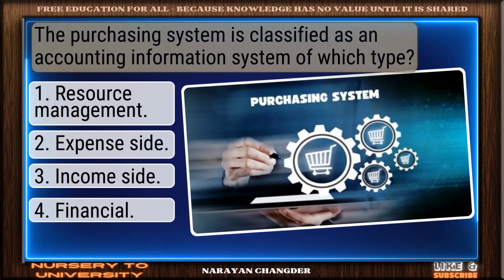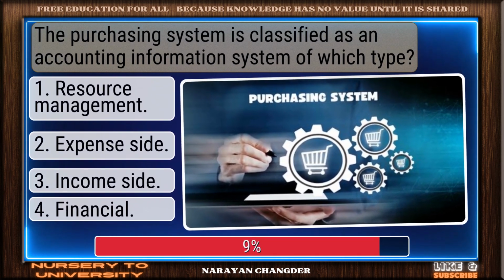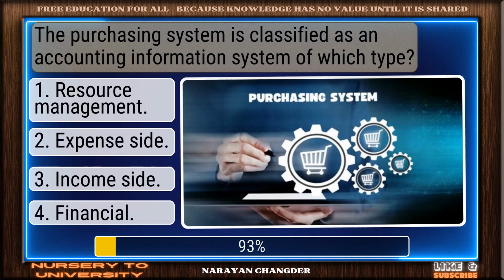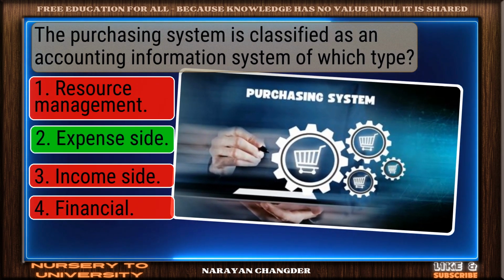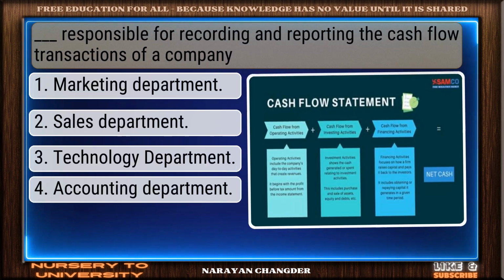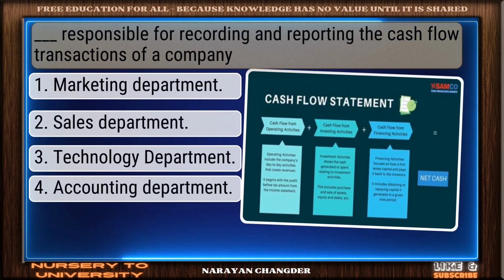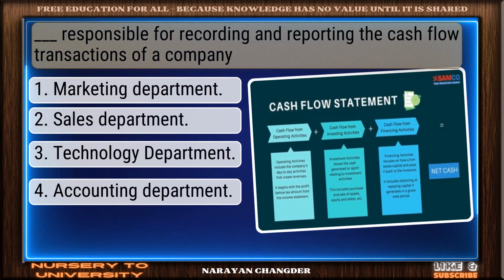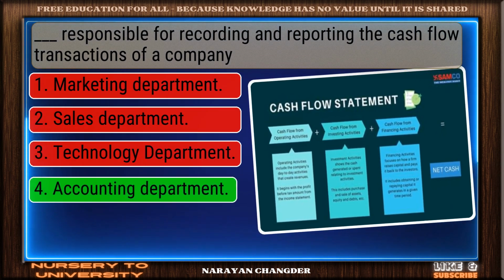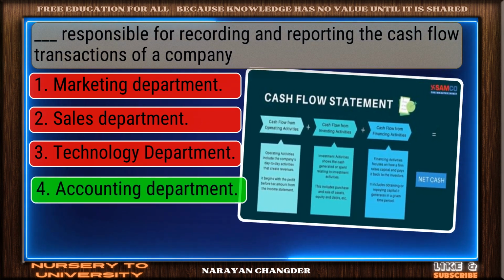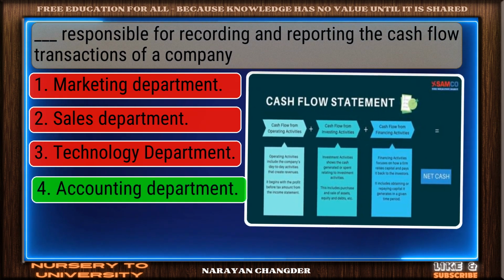The purchasing system is classified as an accounting information system of which type? Exactly. Expense side makes sense, and it is the right choice. Dash responsible for recording and reporting the cash flow transactions of a company. Clear logic. Your choice, accounting department, is sound and 100% true.